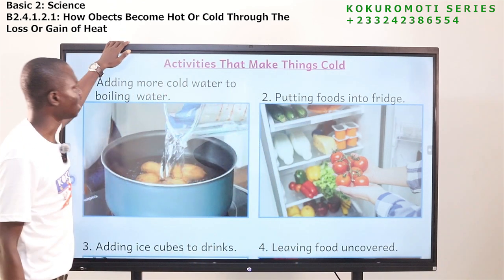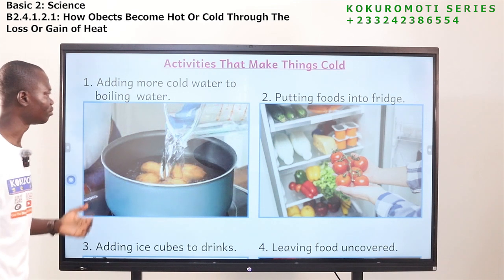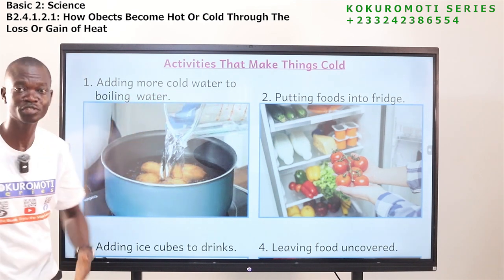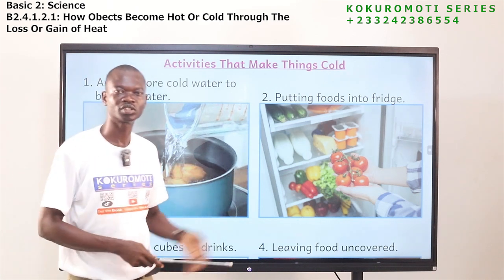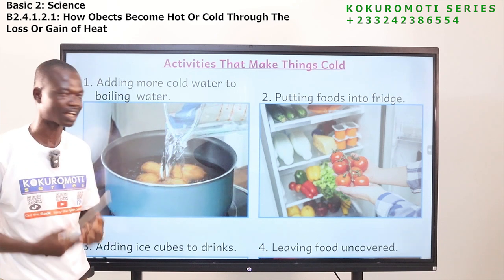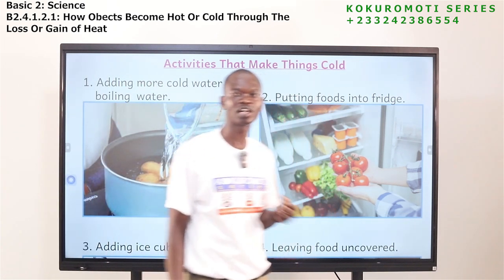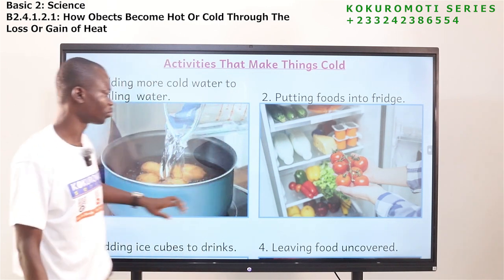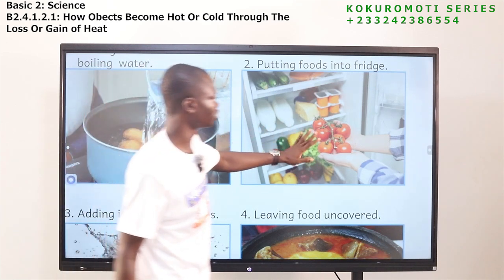Now let's look at this. Activities that make things cold. So we are looking at activities that make things cold. The first one, adding more cold water to boiling water. If you have boiling water and you want it to be cold, you need to pour or add more cold water. Two, putting food into the fridge. If you have water and you want it to become cold, you have to put it in the fridge. If you look at this, the fridge is full of food.